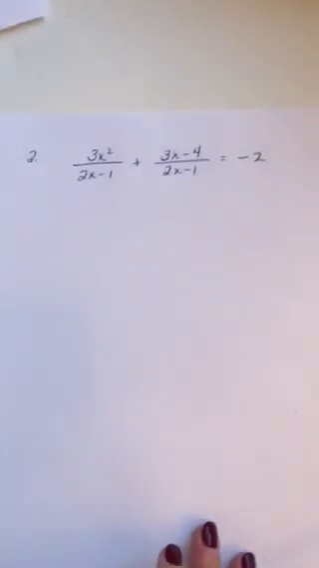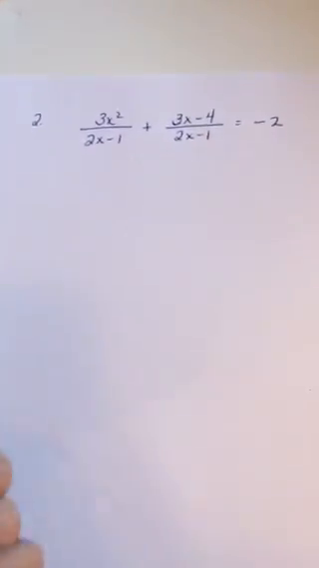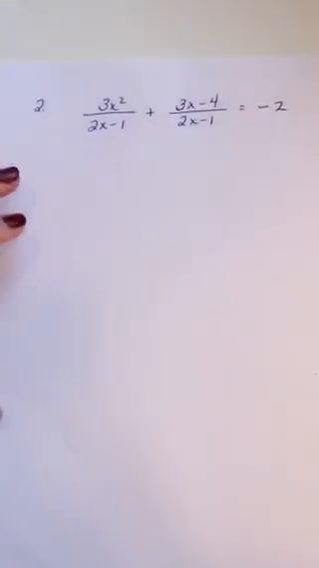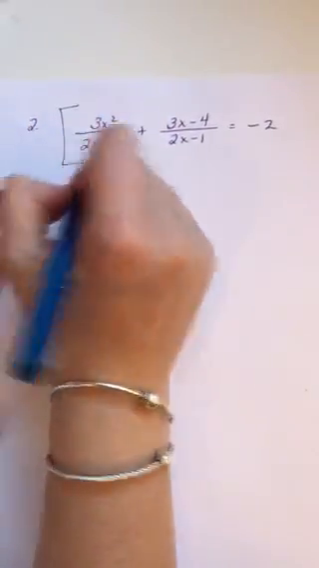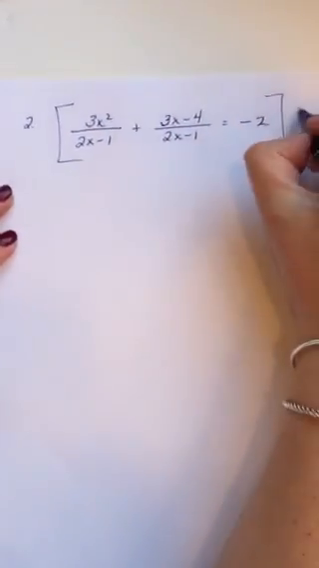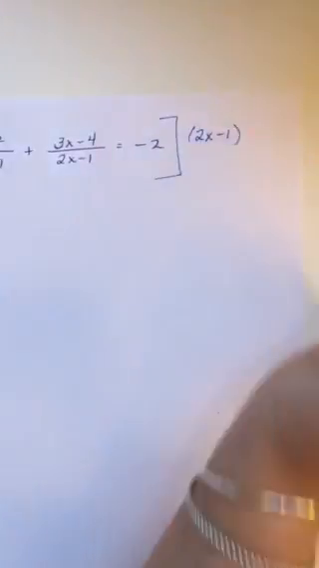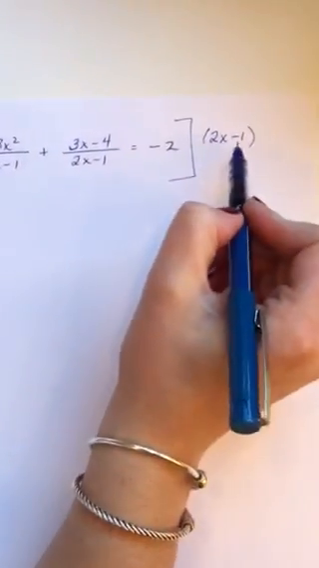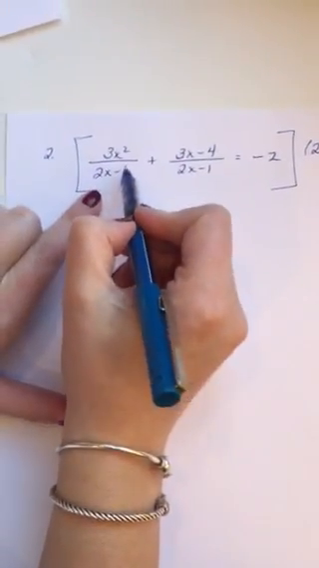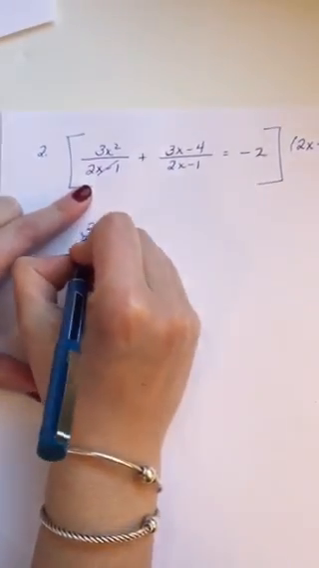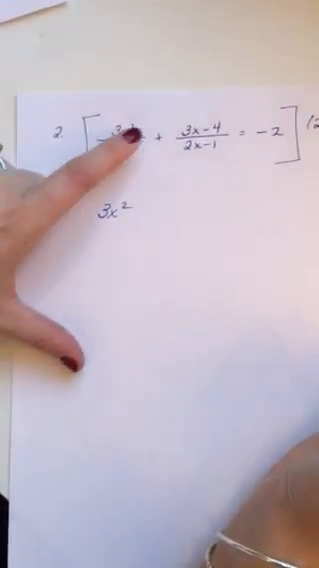Second one, very similar. I look at my denominators. I want to get those to cancel out. There's no factoring I have to do. So I'm just going to go through and multiply everything by the quantity 2x minus 1. So when I take that quantity and multiply it to the first fraction, the denominator cancels. I'm left with a 3x squared.